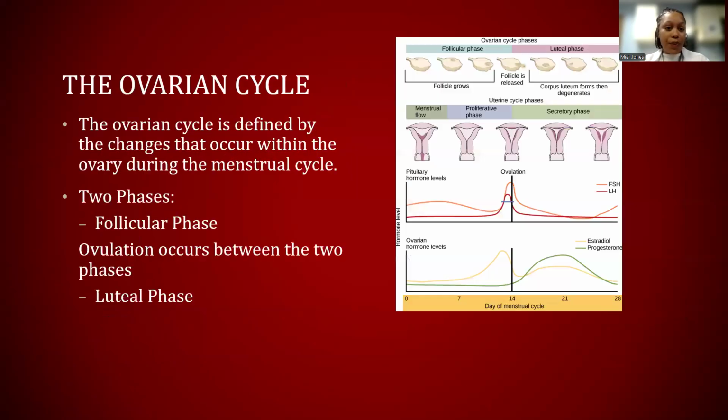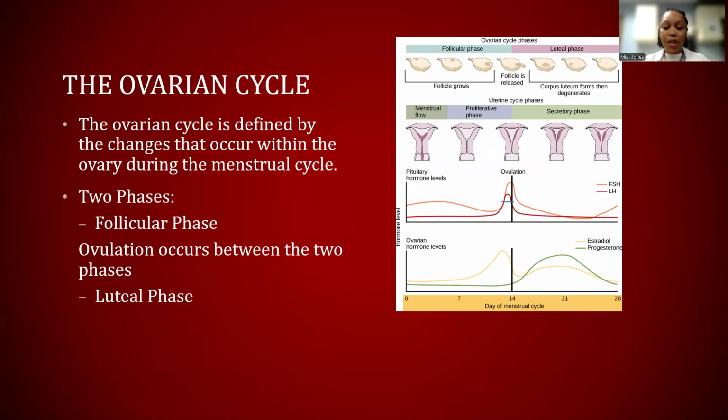The ovarian cycle is defined by the changes that occur within the ovary during the menstrual cycle. The ovarian cycle has two main phases, the follicular and the luteal. The follicular phase begins on the first days of menses when estrogen and progesterone are low. This triggers the release of gonadotropin releasing hormone, stimulating the anterior pituitary to secrete FSH and LH. These hormones promote follicle maturation and estrogen production.